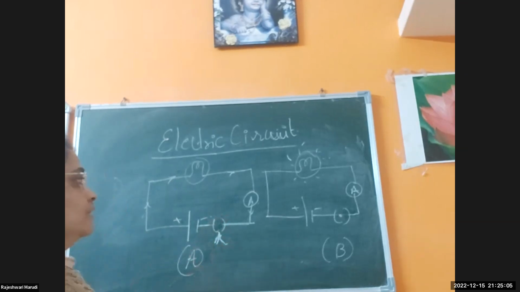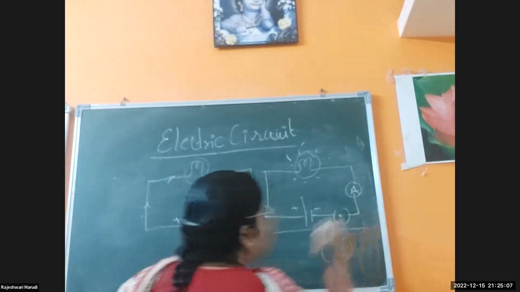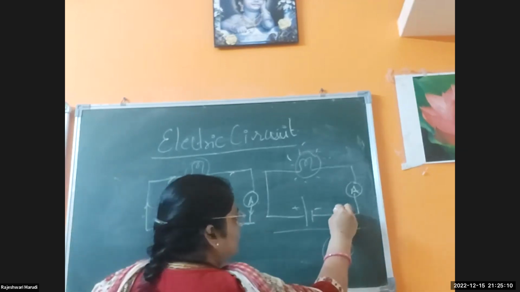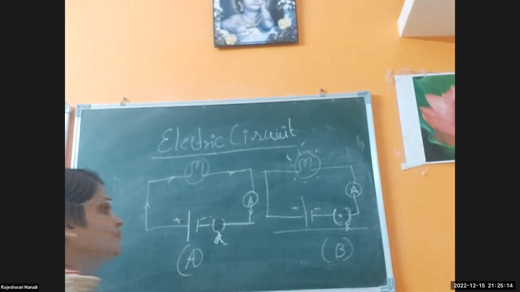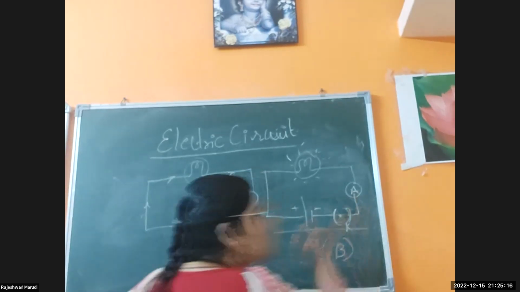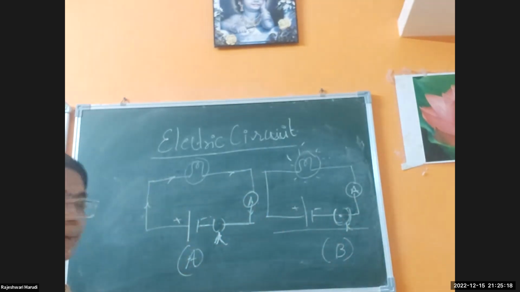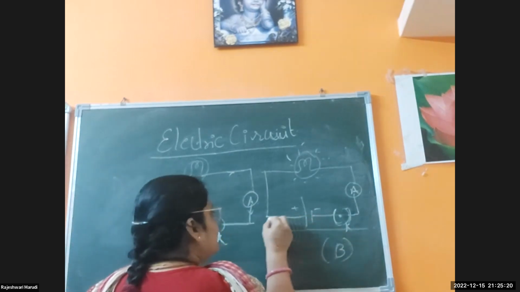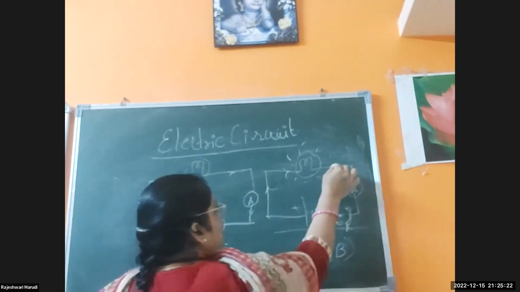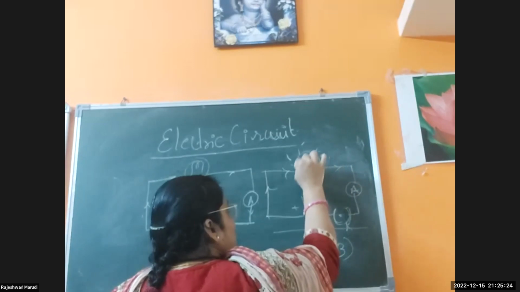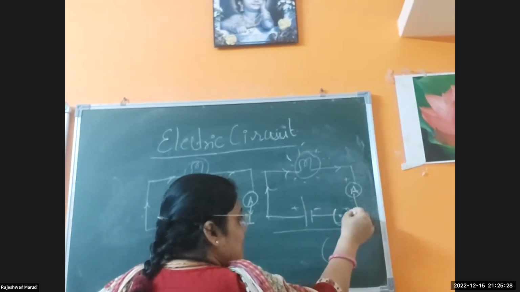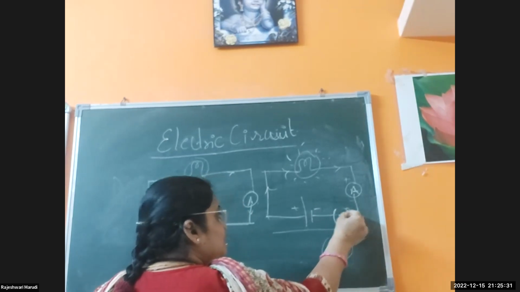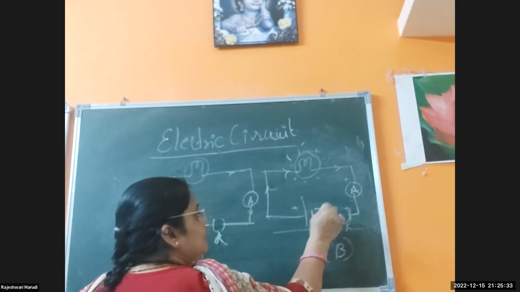Here in diagram B, the switch is represented by the letter K. Now I switch it on. So what happens now? The current starts to flow here and it also flows through the bulb and the ammeter. As the switch is on, it comes to the negative terminal.